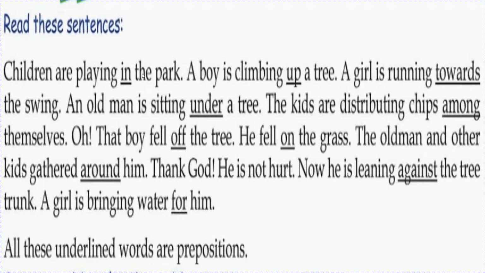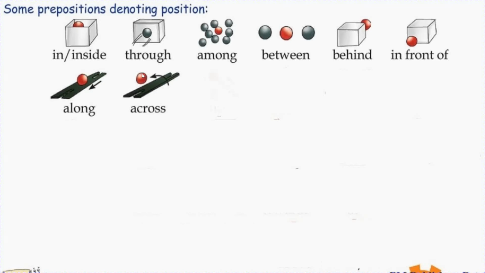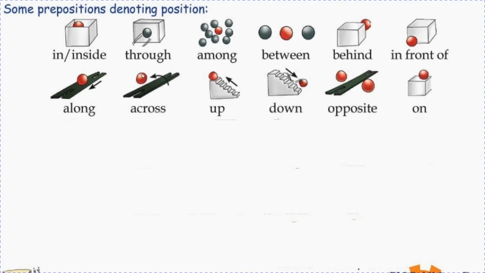So, children, here we have seen that all these underlined words are prepositions and they are showing a relation between a noun or a pronoun and some other word in a sentence. Some prepositions help us to denote positions, like in or inside. We can see in the picture that the ball is kept inside the box, or you can say the ball is in the box. In the same way: through the box, among, between, behind, in front of, along, across, up, down, opposite, on. So, children, from the picture, you can easily understand the position of the ball in the box.